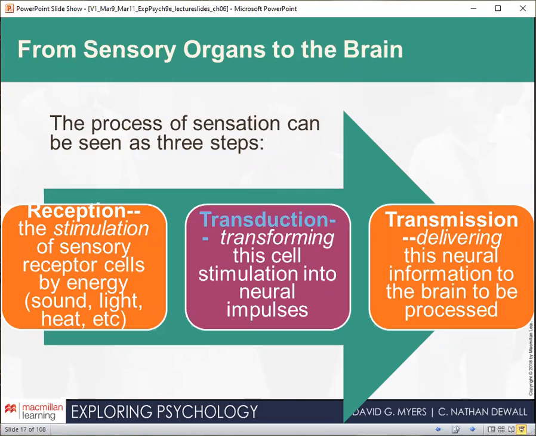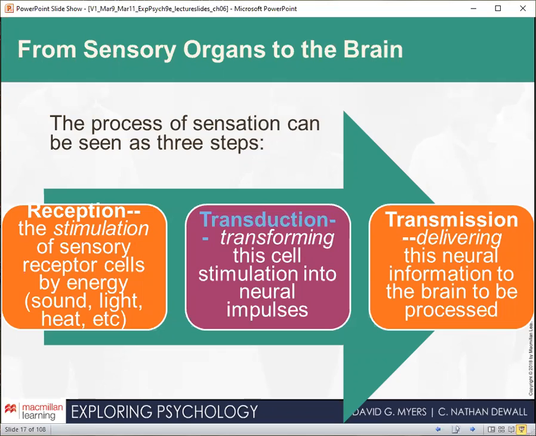The key thing is whether it's light for our eyes and our specialized receptor cells there, or our specialized receptor cells in our ears, we have to transform light energy and sound energy, or whatever energy is out there. We have to transform this cell stimulation into neural impulses. Remember, neural impulses is the language of the brain. So we have to transduce it, taking it from one form of energy, whatever the stimuli is out in the world, and turn it into neural impulses so our brain can actually use it.